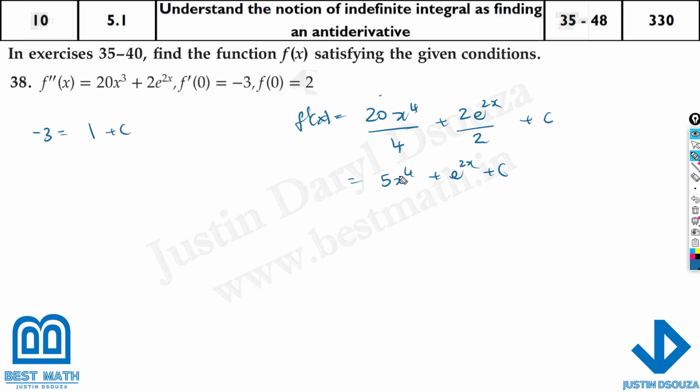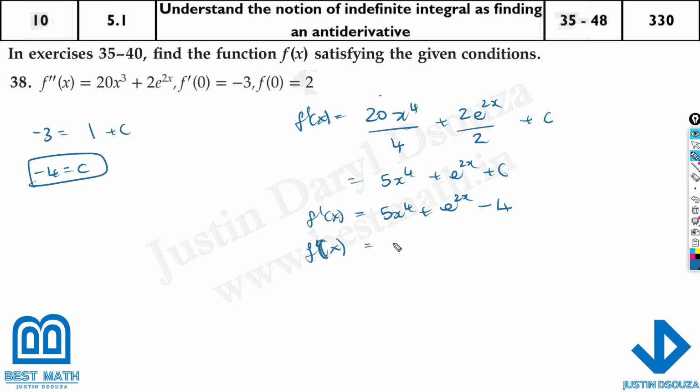Why? Because over here we have to substitute 0. 0 raised to power anything is 0, multiplied by 0 is 0, it's gone. E to the power 2 times 0 will be e power 0, that is 1 plus c. Take it to the other side, it will be minus 4 plus c, because 1 becomes minus 1 to the other side. This value will substitute it back. That's going to be f prime of x, 5x raised to power 4 plus e to the power 2x minus 4. Now we will find f of x, not prime, only f of x, by integrating the above.